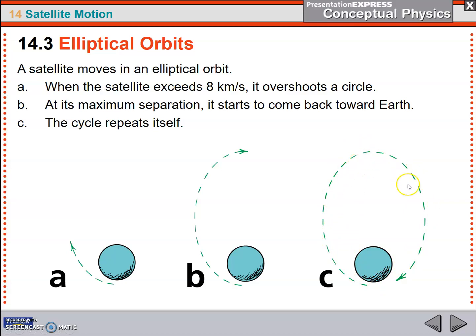Do you remember this from the labs last week? I hope you do, because that was the point of the lab. This cycle repeats itself. It's going slow far away from the Earth and fast when it's close to the Earth. So here's the ellipse. The center of the Earth is at one of the foci, and you can imagine the other focus is probably right about there.